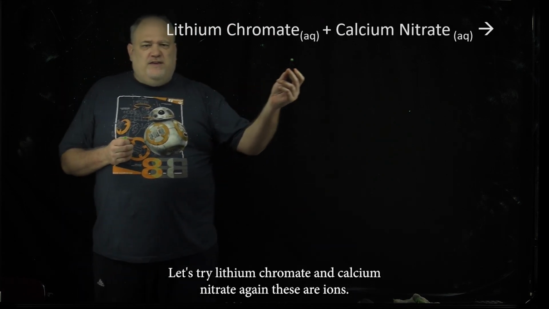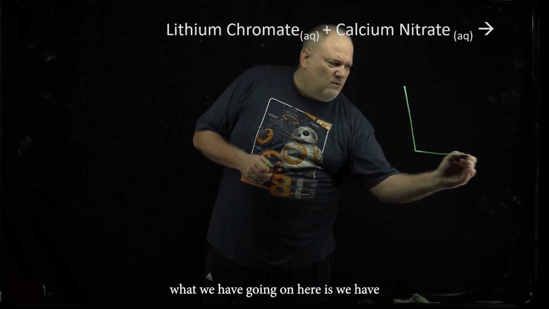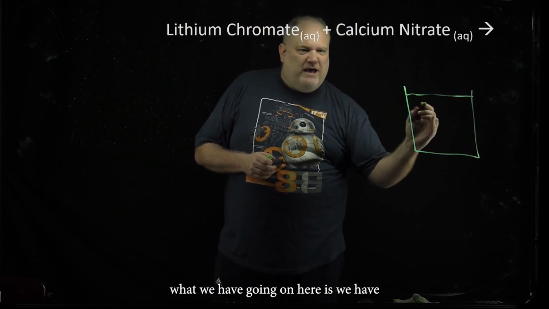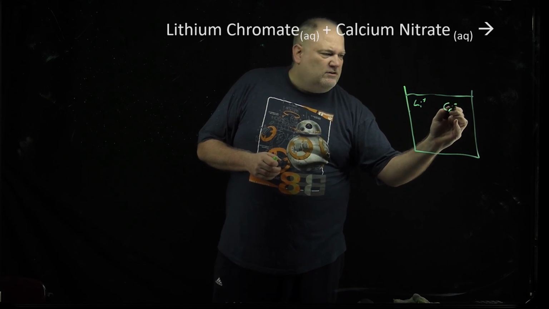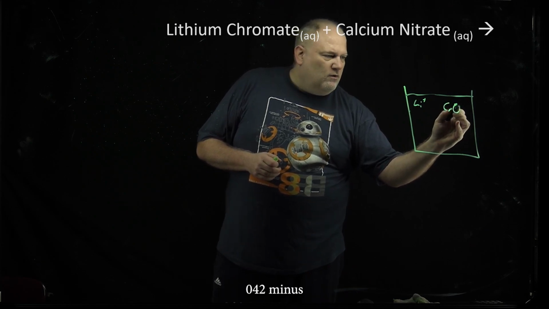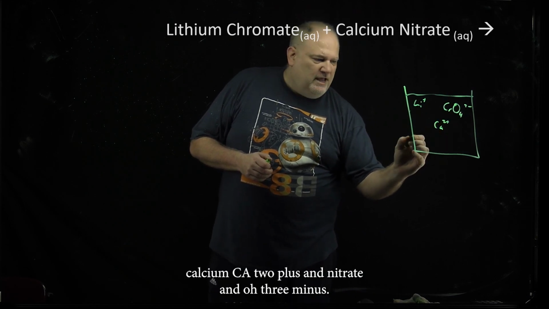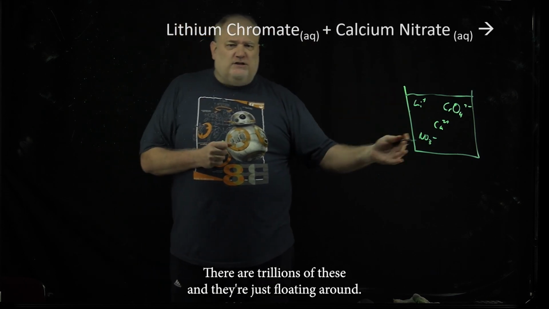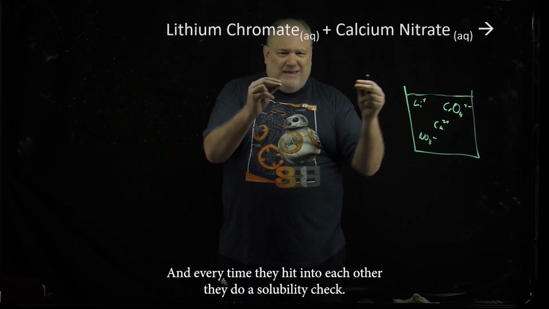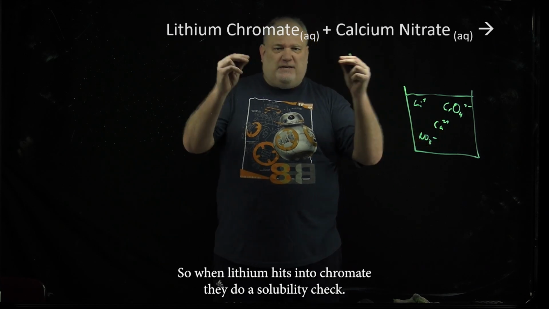Again, these are ions, and just to give you an idea of what's happening in real life, what we have going on here is we have lithium, Li+, chromate, CrO4 2-, calcium, Ca2+, and nitrate, NO3-. There are trillions of these, and they're just floating around. And every time they hit into each other, they do a solubility check. So when lithium hits into chromate, they do a solubility check.